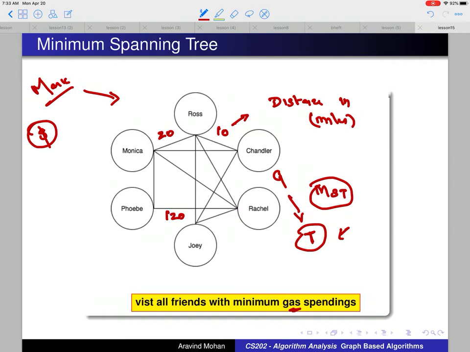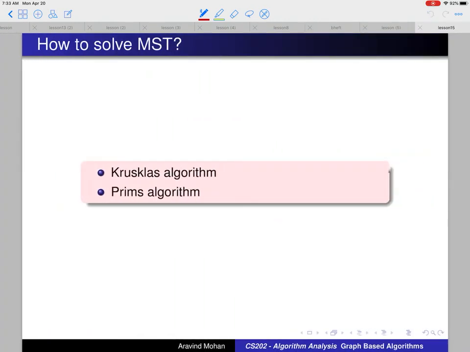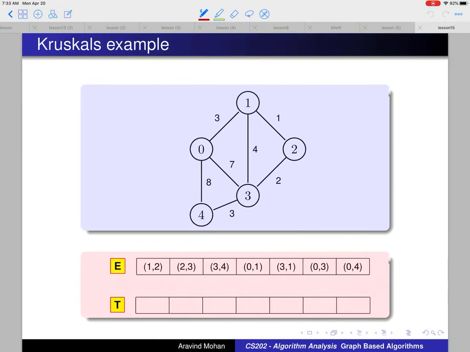If we could do that, then Mark can simply take that particular graph, the so-called minimum spanning tree, and start visiting all his friends, and he will basically have the minimum gas spending in that way. So how can we solve such an MST problem? There are two proposed algorithms, Kruskal's algorithm and Prim's algorithm. We will first look at Kruskal's algorithm.